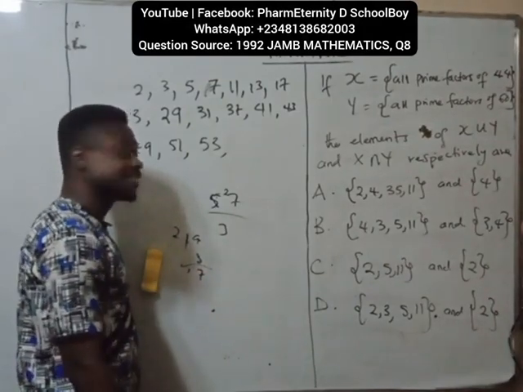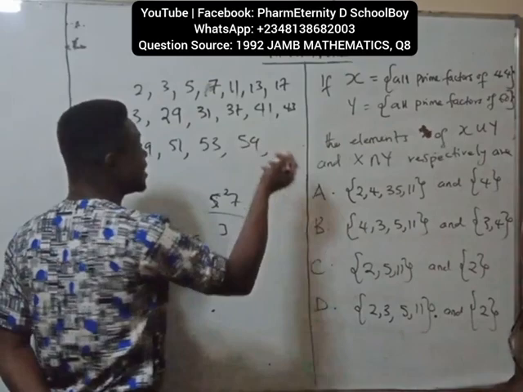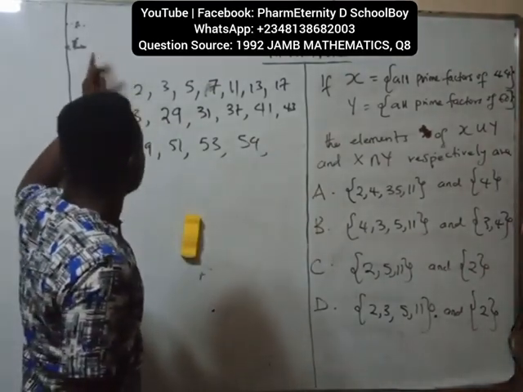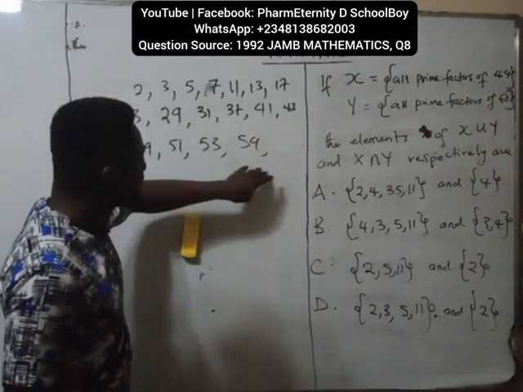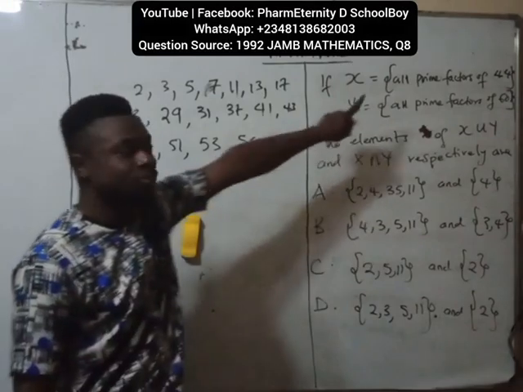58 is not a prime number. 59 is a prime number. 60 is not a prime. So these are the prime numbers from 1 to 60. Now let's go back to the question.